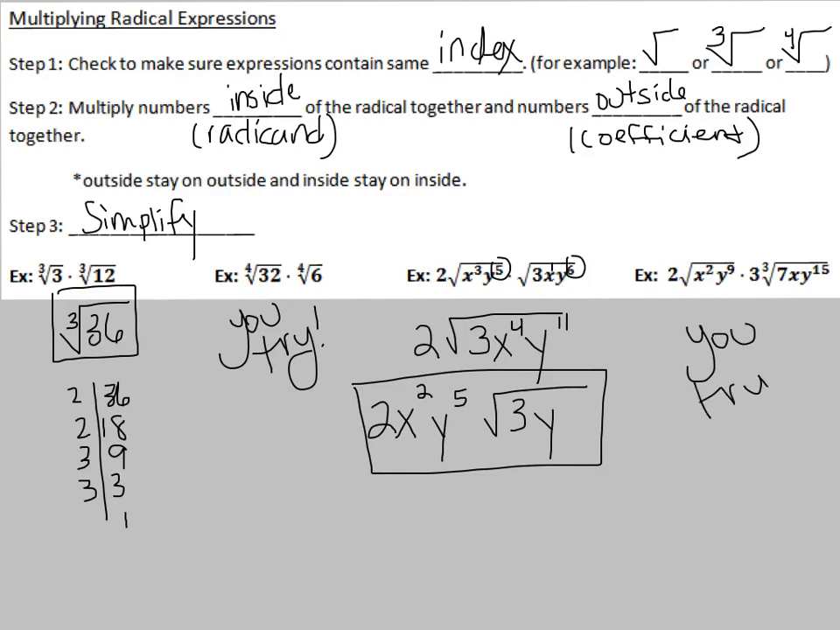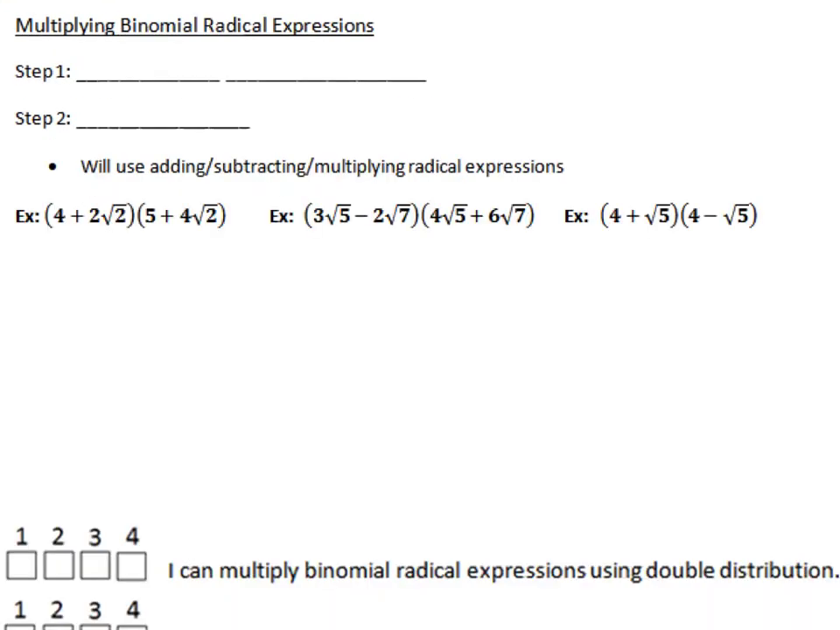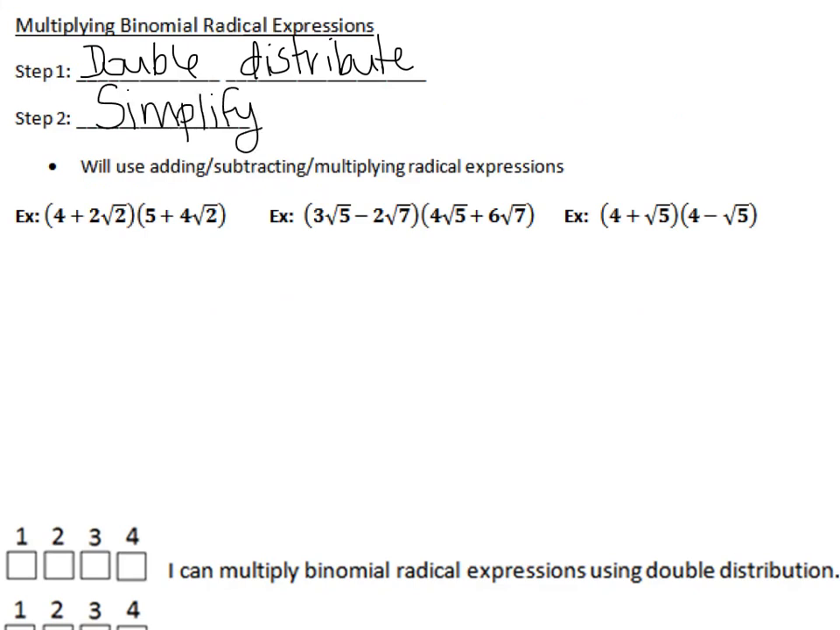Remember, in order to multiply radical expressions, they must contain the same index. All right, we have one last slide, so stay with me. When we multiply binomial radical expressions, we do exactly what you think we would do, which is to double distribute. So that's our first step. Our next step is to simplify. When we go to simplify, we might have to add or subtract like radical expressions. So we have to keep in mind how we do that.